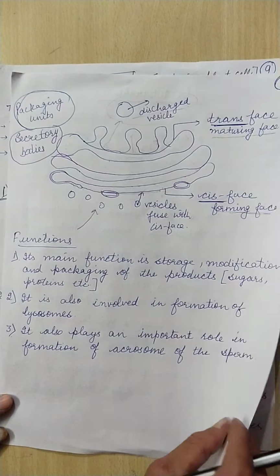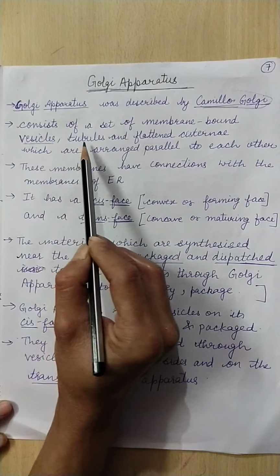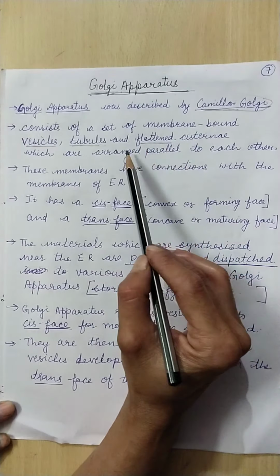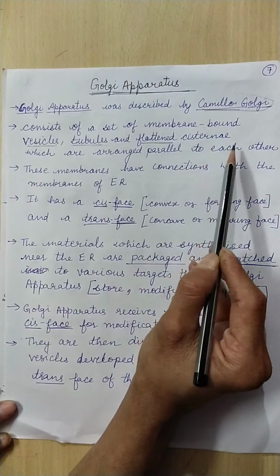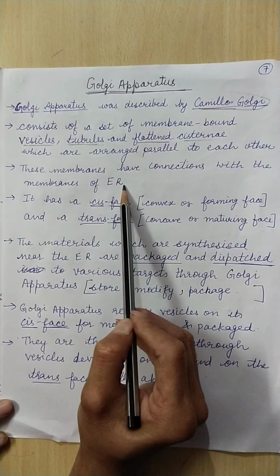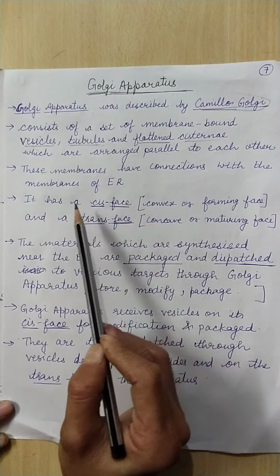So, the Golgi apparatus consists of membrane bound vesicles, tubules and flattened sacs which are arranged parallel to each other, and these flattened sacs are called cisternae. These membranes have connections with the endoplasmic reticulum. It has two faces, a cis phase which is the bottom convex phase, जिसे हम forming phase भी बोलते हैं, and the other one is the trans phase which is a concave surface and which is the maturing phase.